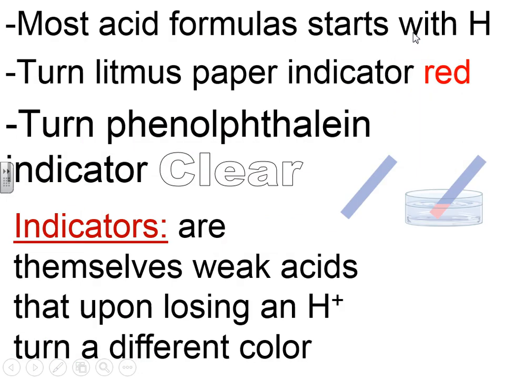Some more properties. Most acids will start with the formula H, the way they're written. They turn litmus paper, which is an indicator, red. So you've heard about the litmus test for something. That means there's a quick test whether it's an acid or a base, whether it's this or that, and acids turn litmus paper red. Another famous indicator that we will definitely use in lab is phenolphthalein, and that is clear in an acid. It'll be a different color in a base, as we'll see.